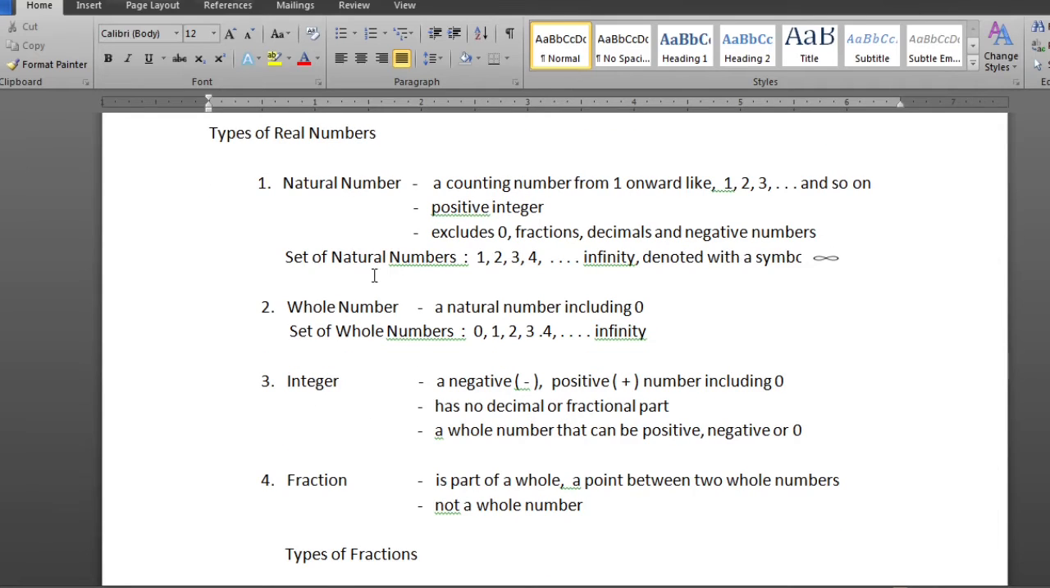Now there are types of real numbers. First, it is a counting number from 1 onward, like 1, 2, 3, and so on. It is a positive integer. However, it excludes 0, fractions, decimals, and negative numbers. So, the set of natural numbers includes only 1, 2, 3, 4, up to infinity, denoted with the symbol infinity.